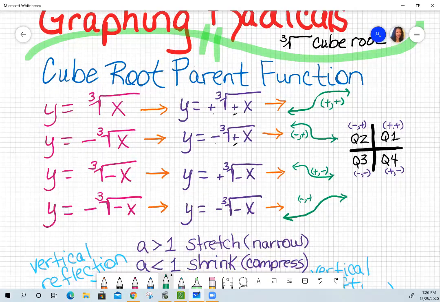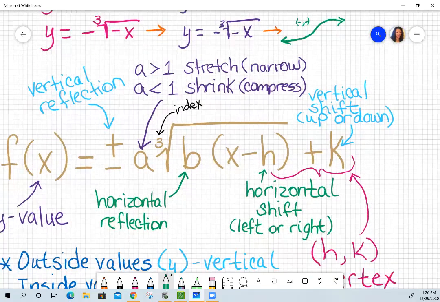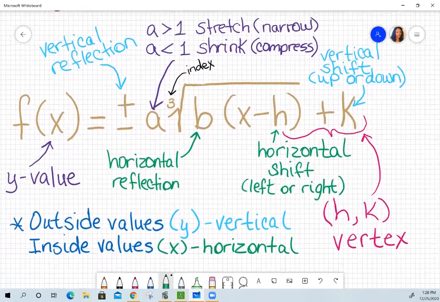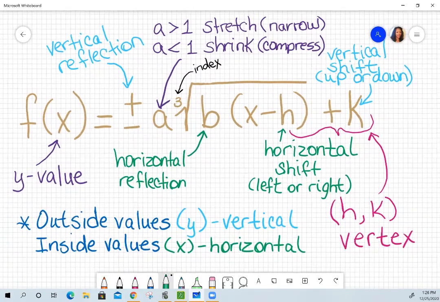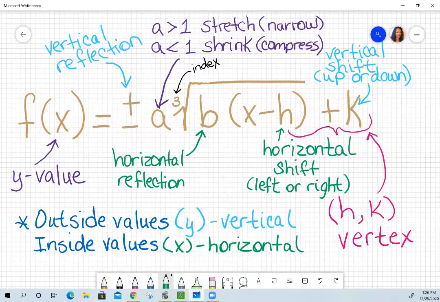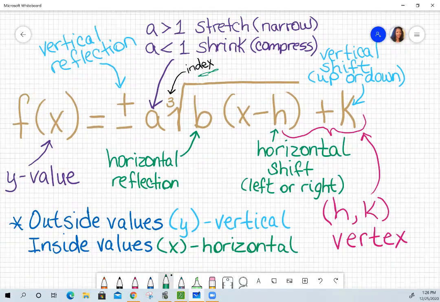Okay. When we're talking about transformations, this is the exact same notes that you took yesterday when I was talking about square roots. The only difference again is the index. The index now shows the number 3, which represents a cube root function. The outside values, again, are representative of y. So whatever's on the outside here, that's going to be y values. What's on the inside is going to deal with your x values. So inside meaning it's under that radical.